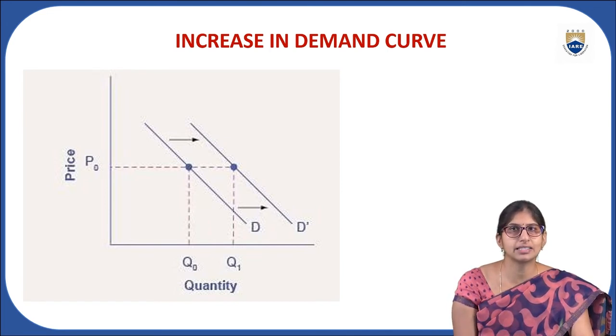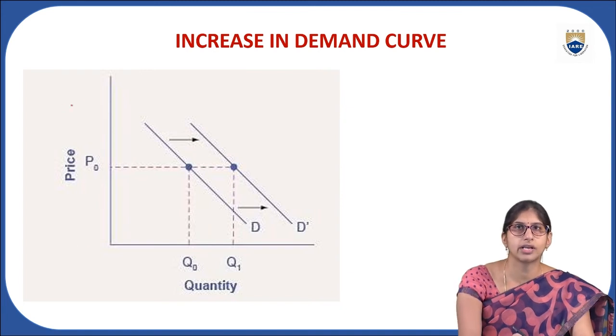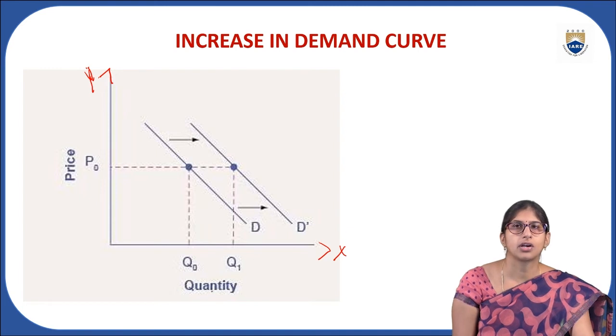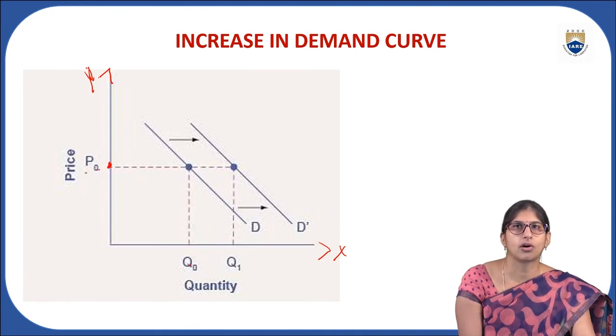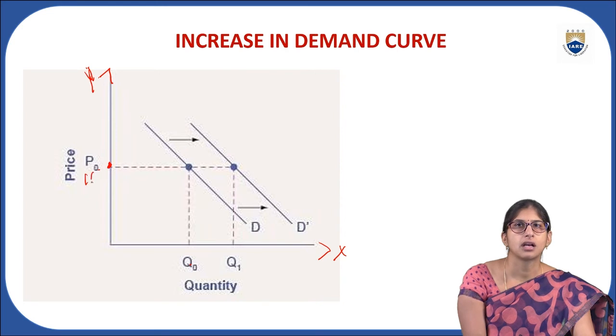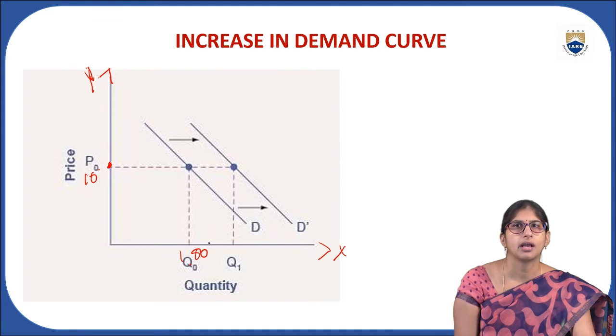Okay. So let us understand what this increase in demand curve is. As usual, we are going to take price on the y-axis and on the x-axis we take quantity demanded. Now when the price is P naught, the quantity demanded is Q naught. For example, if the price is 10 rupees, the quantity demanded is 100 units. And the price is the same here.